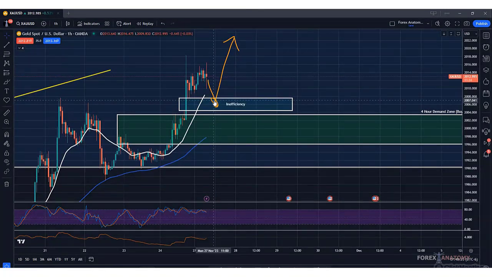And we may wait for bullish confirmation. But this is gold and this is on the 1-hour. So are there any questions before we move on?